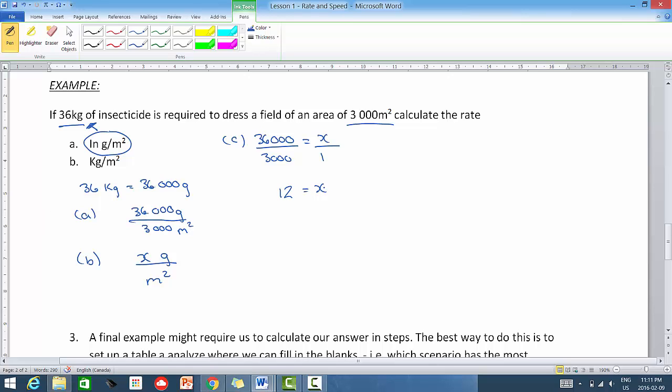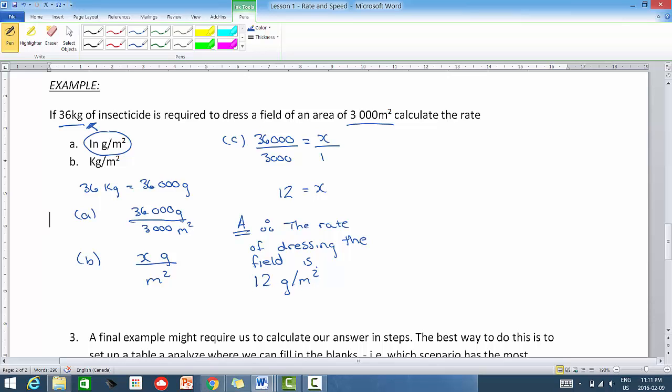So for part A, therefore, the rate of dressing the field is 12 grams per every meter squared. So this question is just asking us how much insecticide are we going to use for every portion of the field. And that's also known as a rate as well.